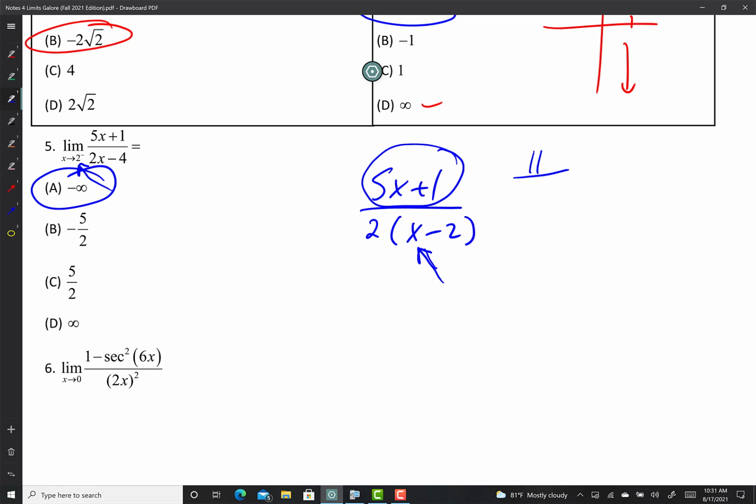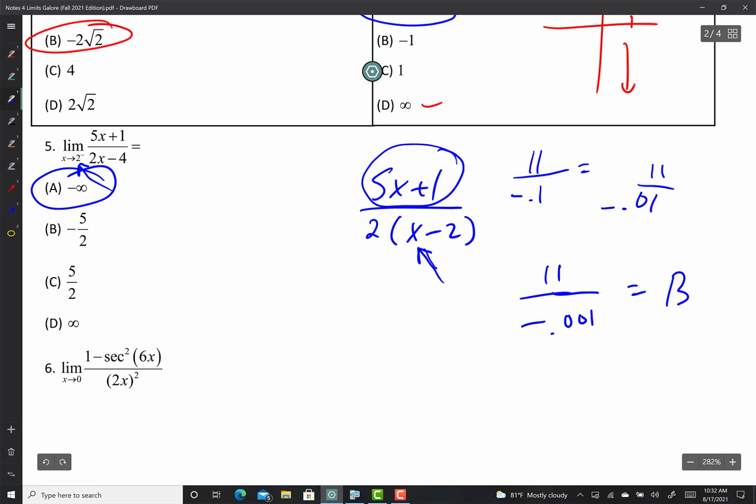But on the bottom, as you get closer and closer to 2 from the left, you're going to have like a negative 0.1 and a negative 0.01, and then negative 0.001 or something. You know what I mean? So the bottom just keeps getting smaller and smaller, and this is creating a big number, but negative. Yeah, let me make it like 10.